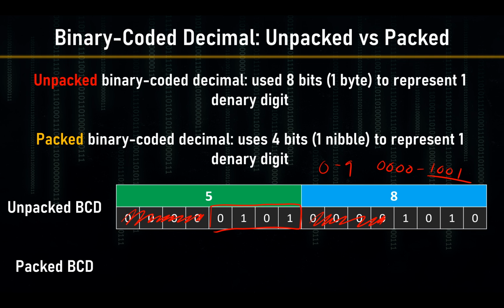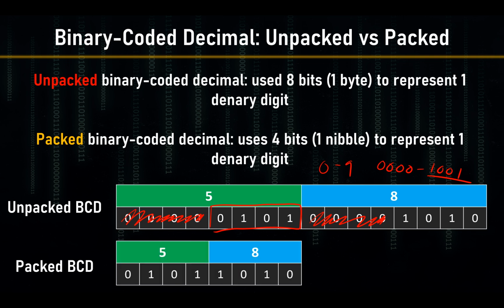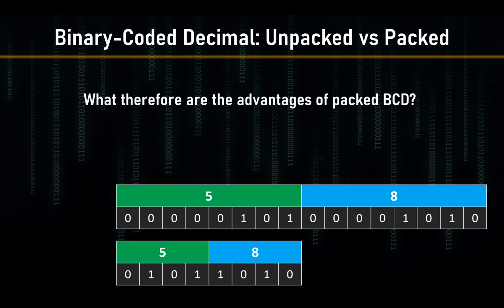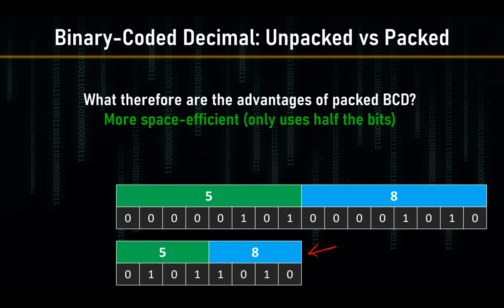Then we've got packed BCD, which is the one we've seen, where we're not having that wasted space. In this case we're only using 4 bits, not wasting the extra 4 bits. So let's think, what therefore are the advantages of packed BCD? Remember, packed BCD was the second one. Hopefully it's fairly obvious. One is that it's more space efficient because it only uses half the bits.